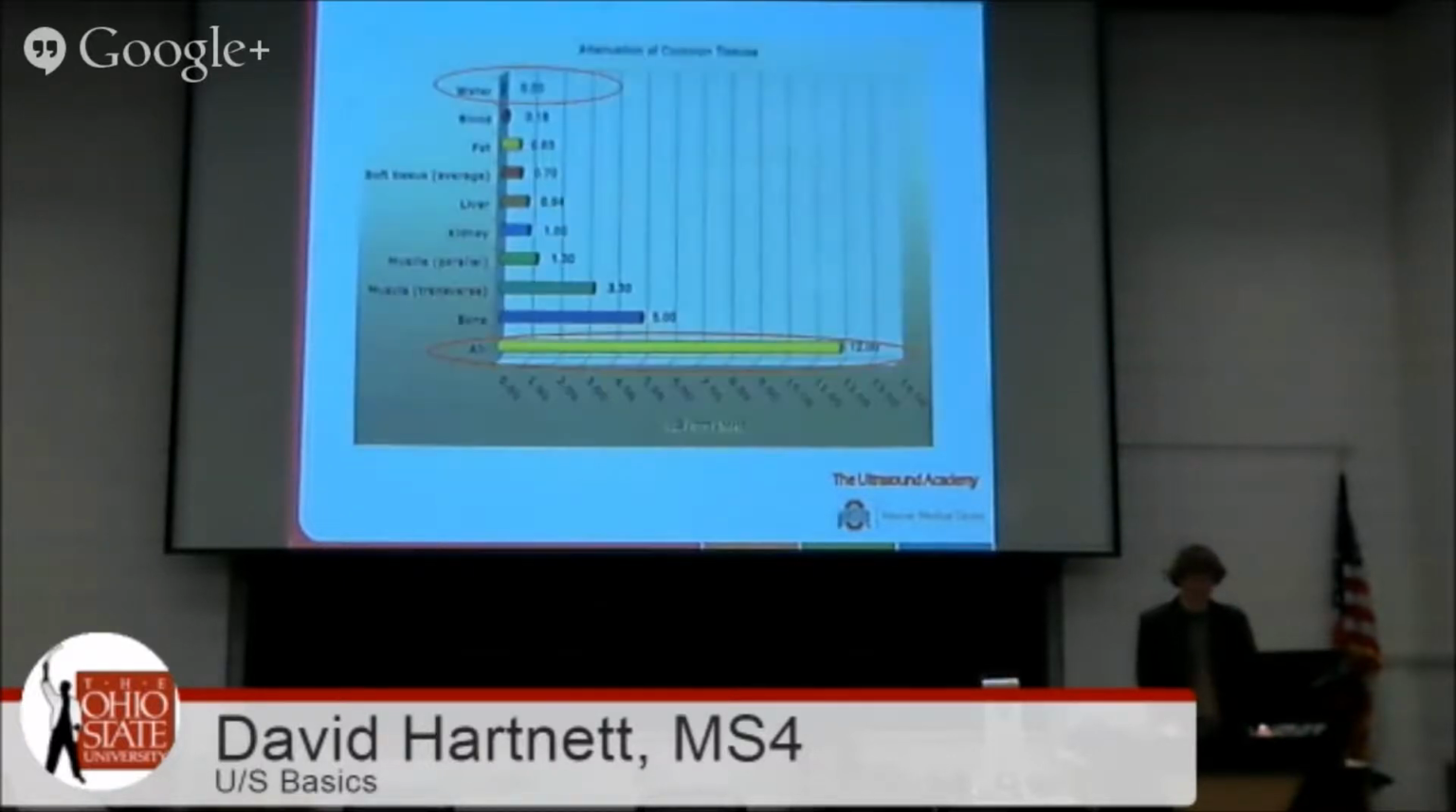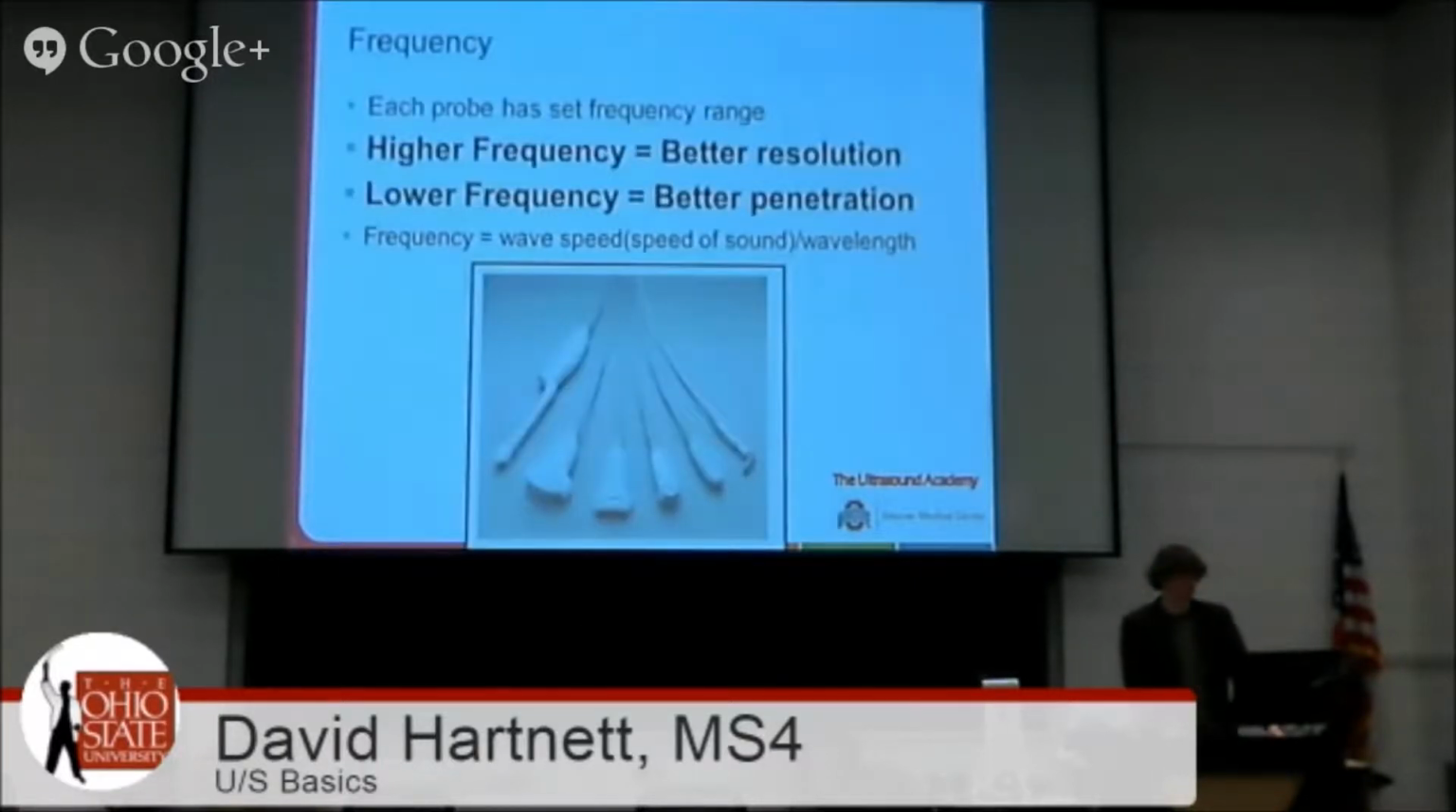And I want to point out the units down here for attenuation: decibels per centimeter per megahertz. So the amount of attenuation you have changes with the frequency of your probe. And each probe has a specific frequency range that we can use. If we have a higher frequency probe, it's going to attenuate faster. So you're not going to be able to see as deep into the tissue because your ultrasound wave is going to get weaker.